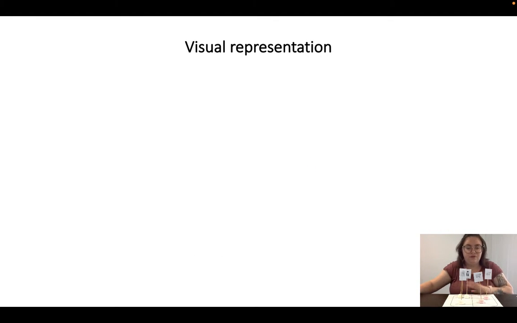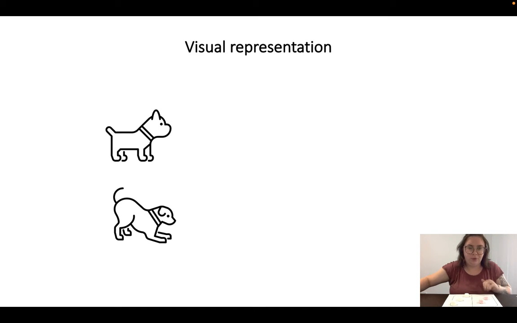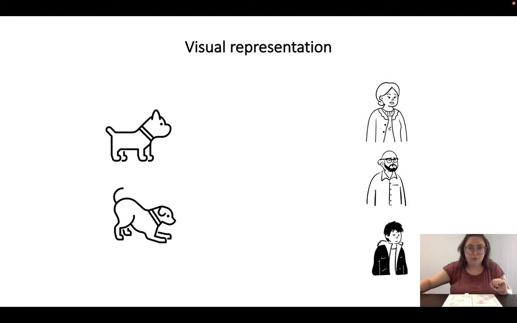Now we're going to look at visually representing this. You have your big domino template. We're going to just take our people and our dogs out now. We don't need them anymore. We're just going to work with the marshmallows and pretend they're dots on our domino. So, if we were to visually represent, remember we had 2 dogs and 3 people.